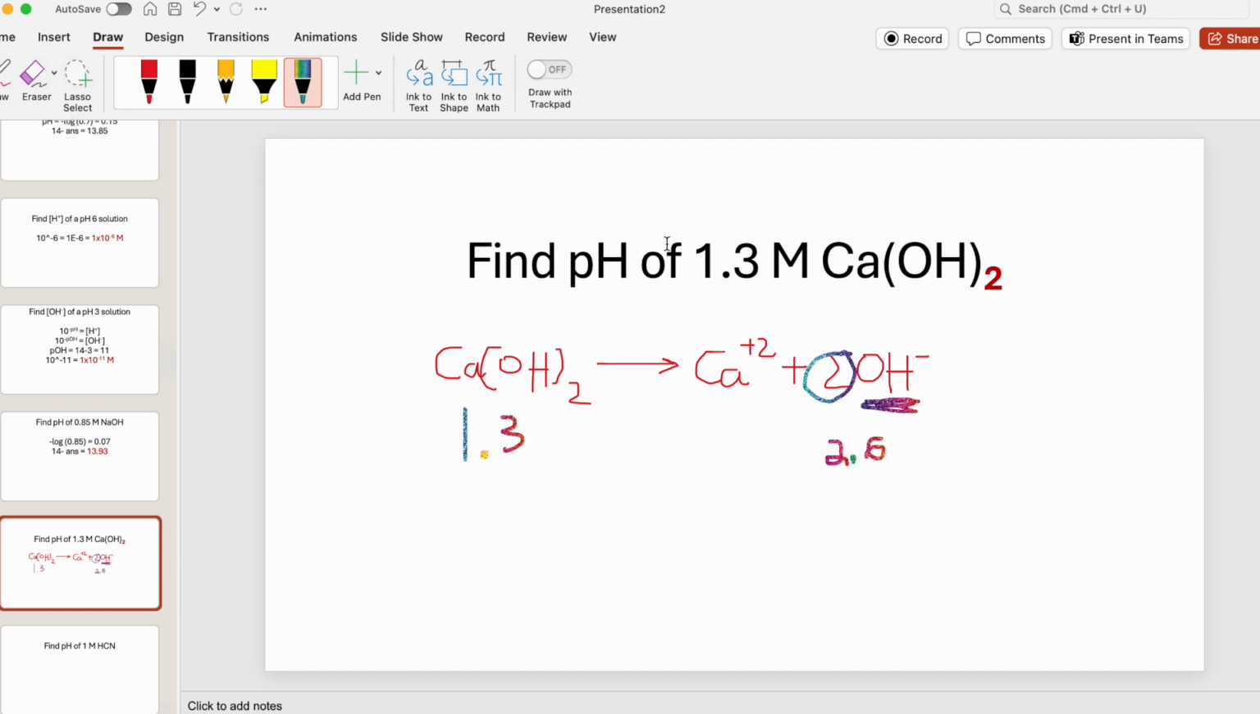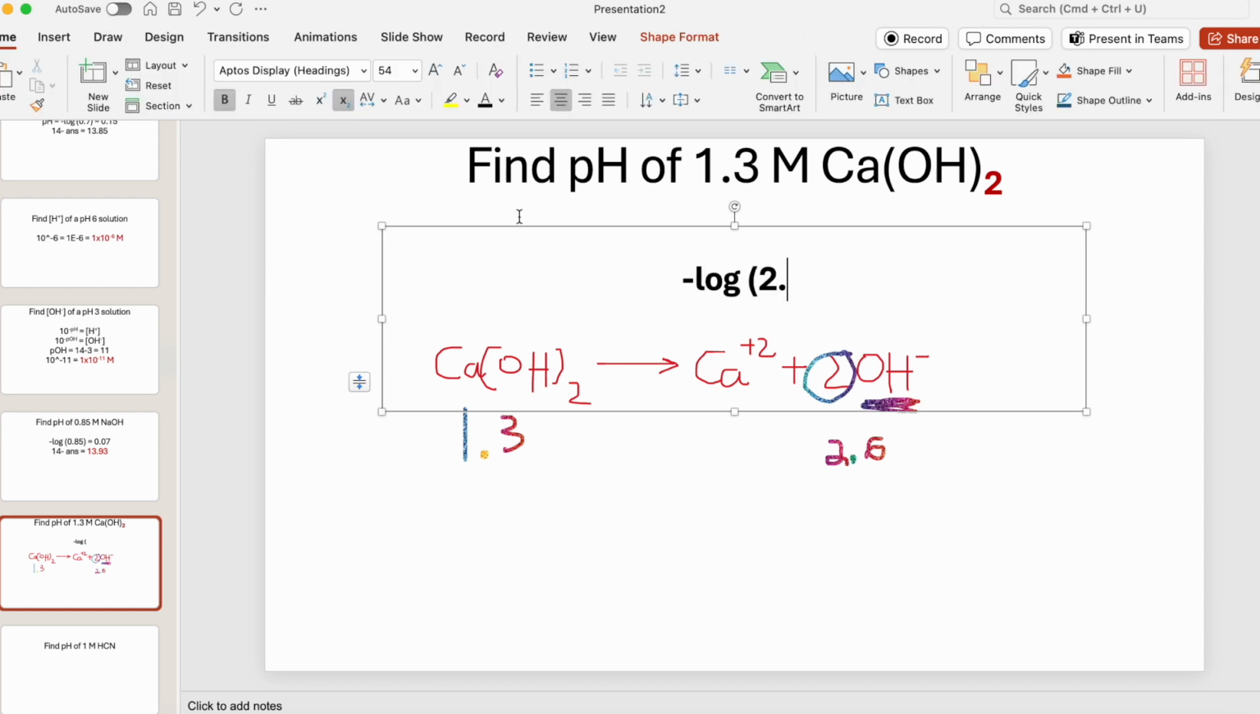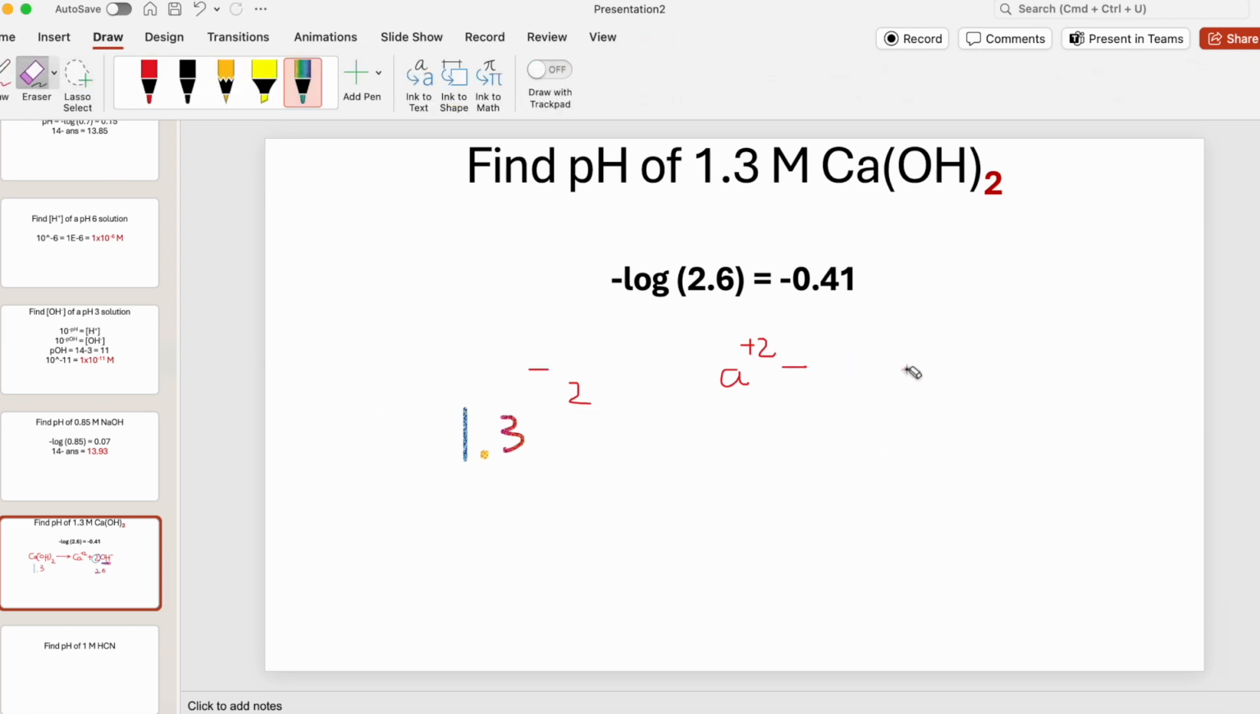So how do I do this problem? Well, all I have to do really is this: negative log of 2.6. And that gives me my answer. And we got a negative number here. Ouch. And don't forget, pH is allowed to be negative. You can do that. So let me just get rid of this drawing here. You are allowed to have a negative pOH.